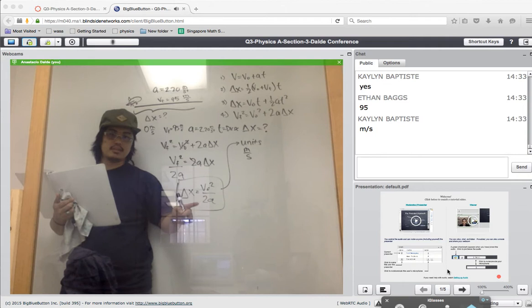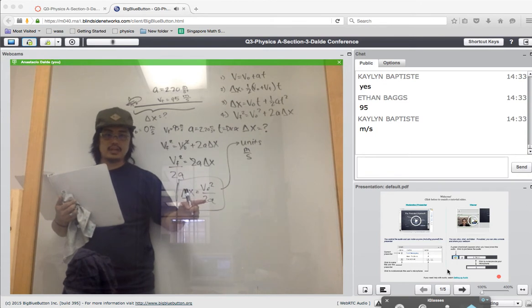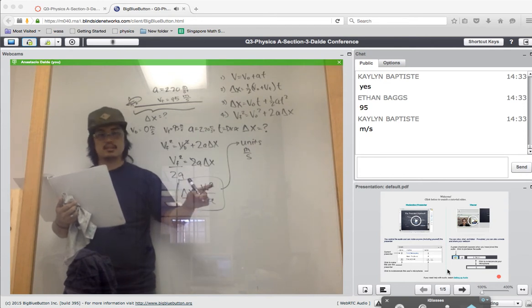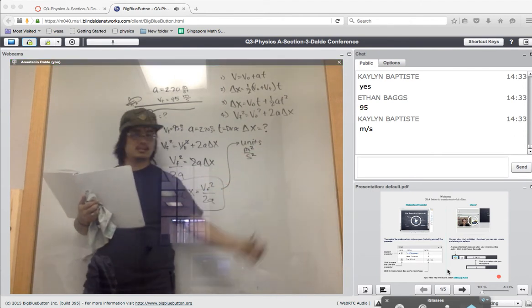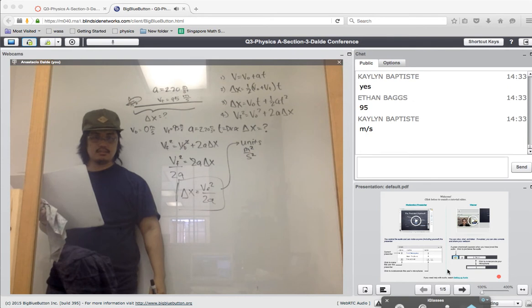But I'm dealing with the meters per second squared, right? Or not meters per second squared. I'm dealing with a meters squared per second squared, because I need to take the meters per second and square the whole thing. We cool with that?